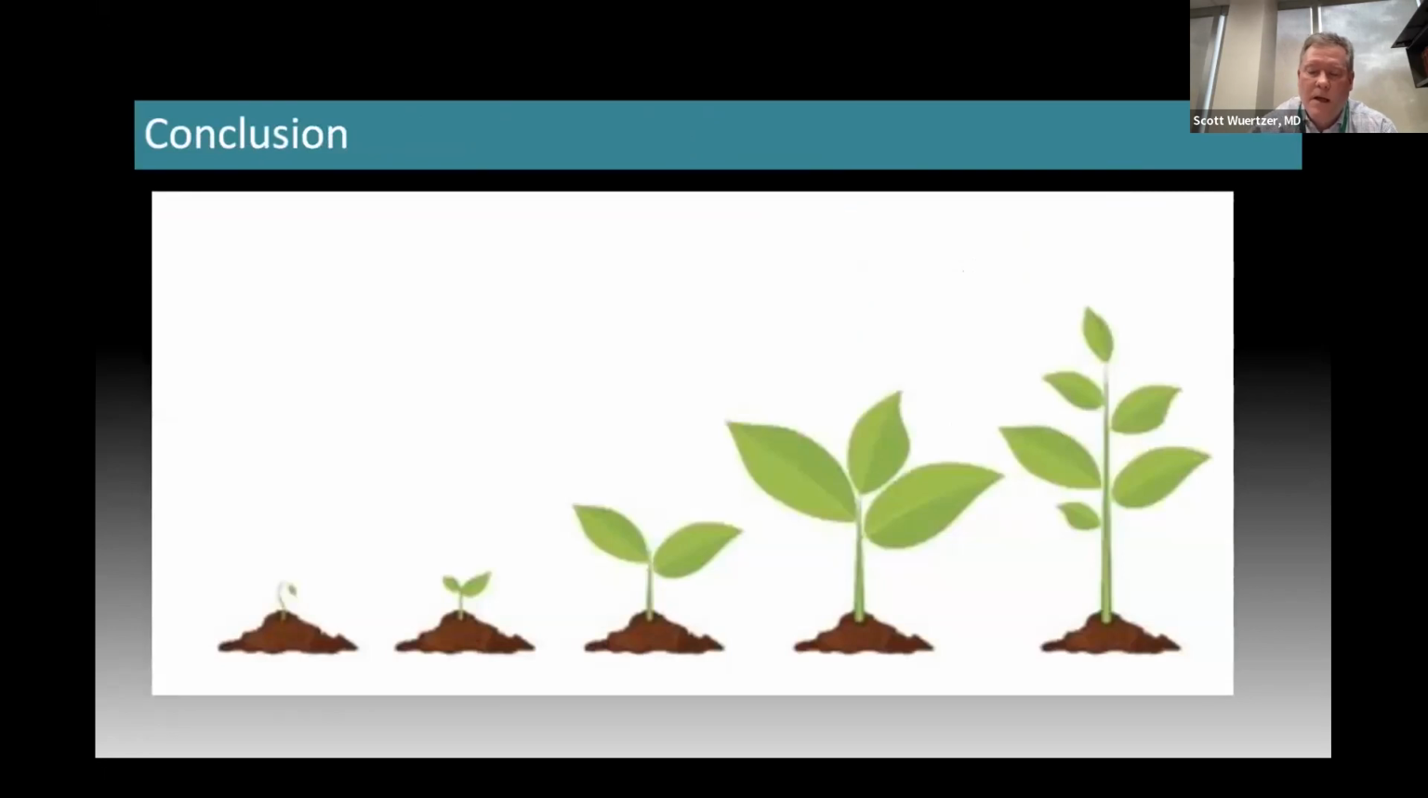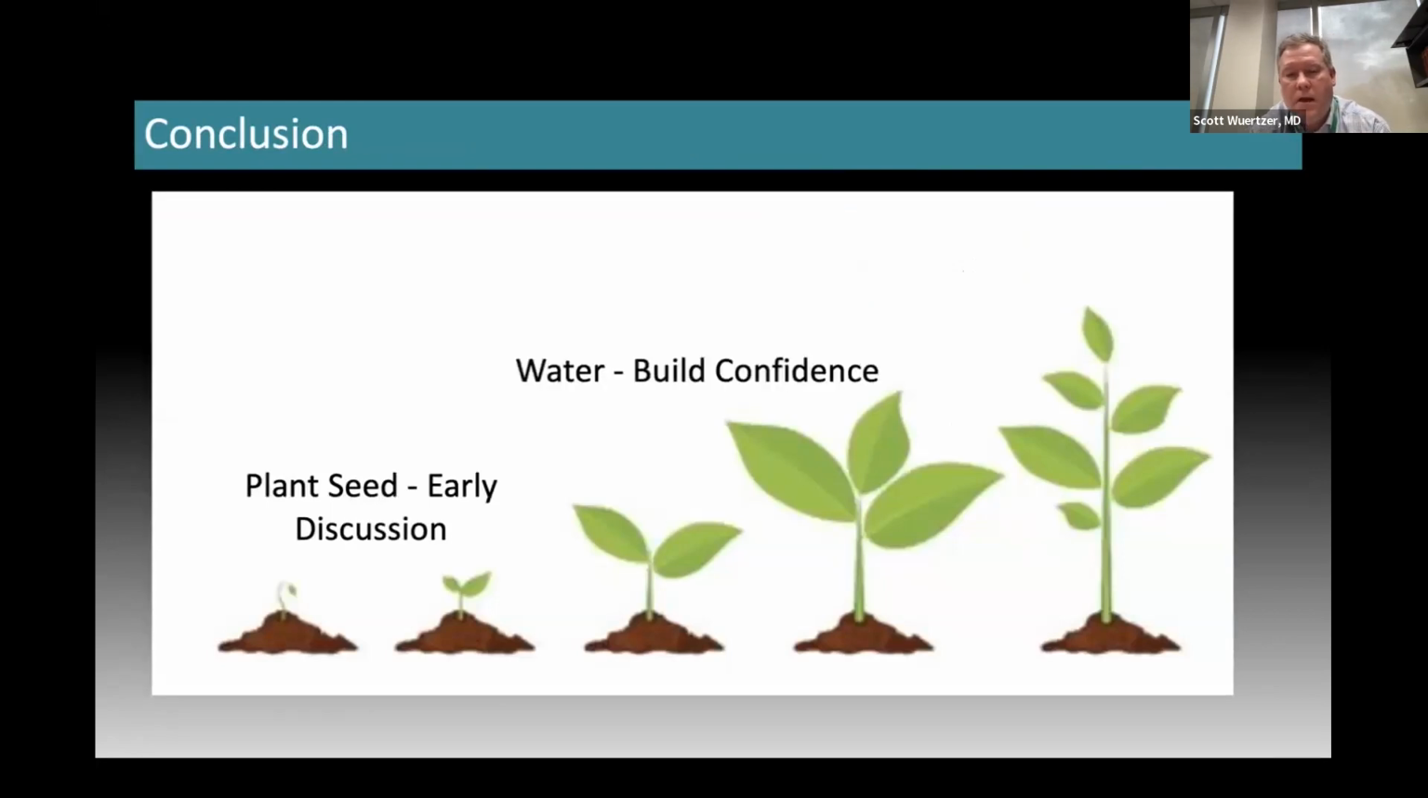My final thoughts: I think you start early. I think you kind of plant the seeds, at least talk about speed. I think that you can then kind of go on and build some confidence, water the plant, so to speak. And then you get to the end where you've got them in some system.